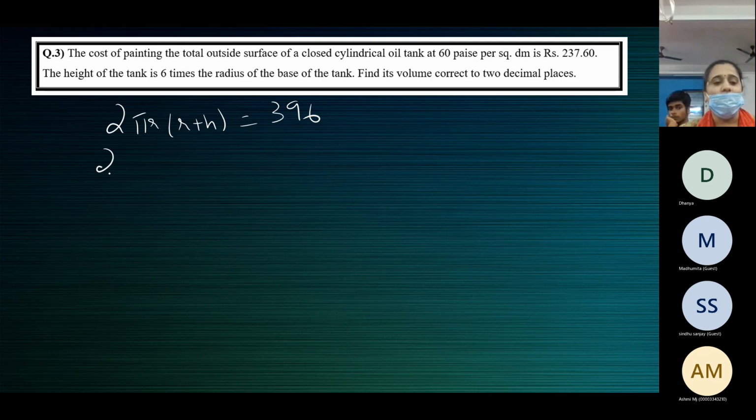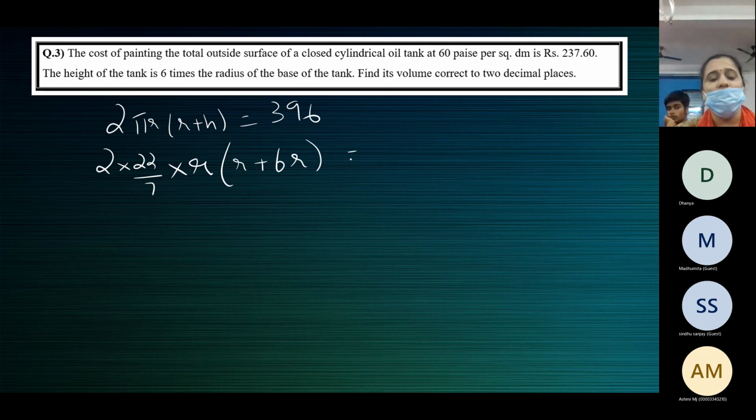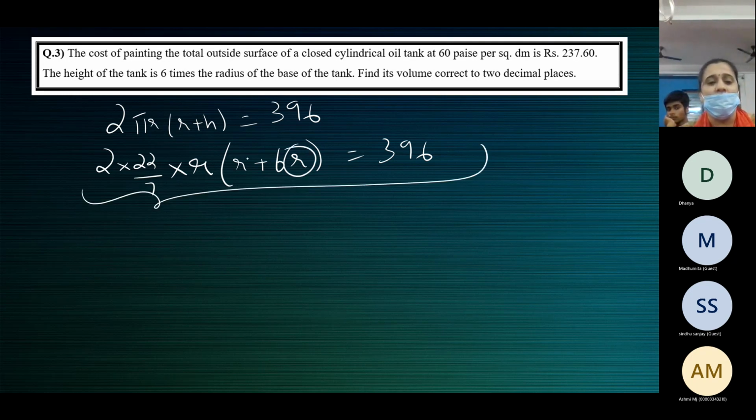Okay, so 2 into 22 by 7 into what is given? The height is 6 times the radius. So if the radius is r, the height is 6r, equal to 396, correct? Now see, we have one equation in which we have only one unknown, r. So you can solve this and find the value of r.